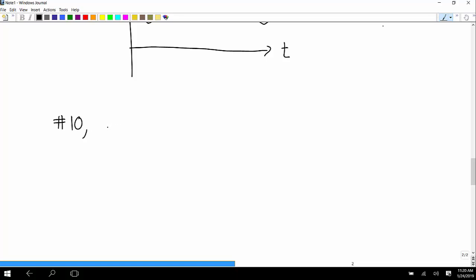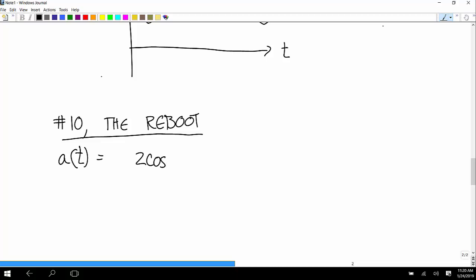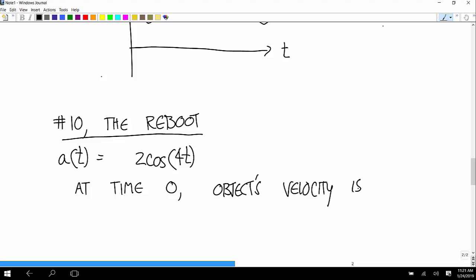So number 10, the reboot. So let's say we know that the acceleration as a function of time is equal to 2 times the cosine of 4t. This time, let's say that at time 0, the object's velocity is, let's say, negative 0.25 meters per second. And now we'll do the same questions.